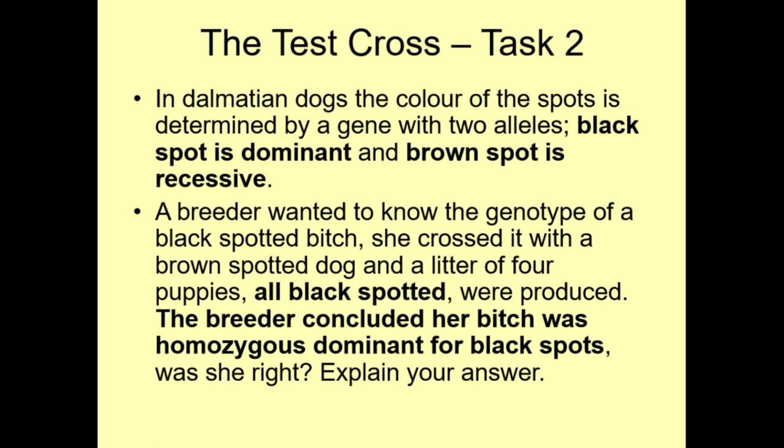So this is a slightly more tricky proposition. What I would recommend is that you actually do 2 separate Punnett squares. She wants to know whether her, I'm going to say female dog, I know it's the correct biological term, but it makes me wince every time I have to say it, she wants to know whether her black spotted female dog is homozygous dominant or heterozygous. We know that the male dog is brown spotted, and because brown spot is recessive, we know that his genotype must be homozygous recessive. So do 2 Punnett squares, one where the female is homozygous dominant and one where the female is heterozygous. And then you can look at the genotypes that you get from that cross.